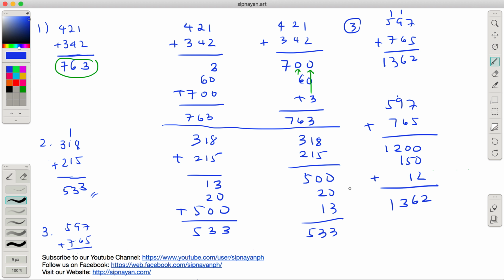Okay, so yan yung mga different methods of adding. Kung kayo ay nasa elementary school pa lang, kung kayo ay nanonood nito, of course, dapat kayo mag-practice, no, para mas lalo nyo ma-master yung pag-add.